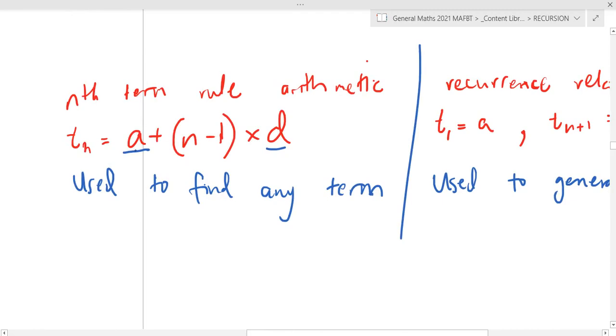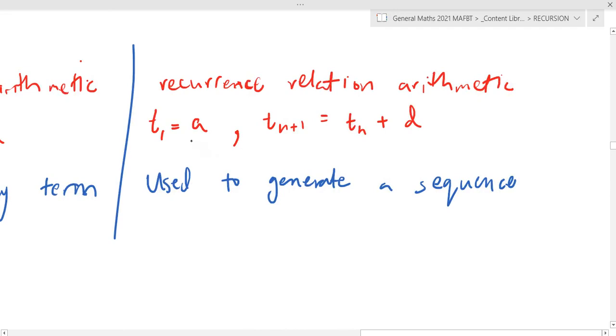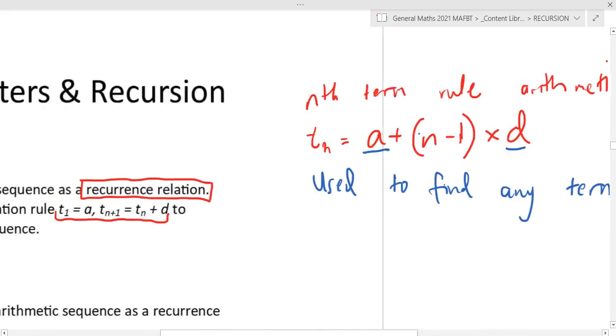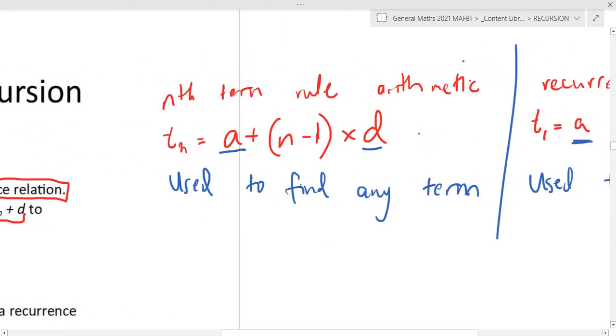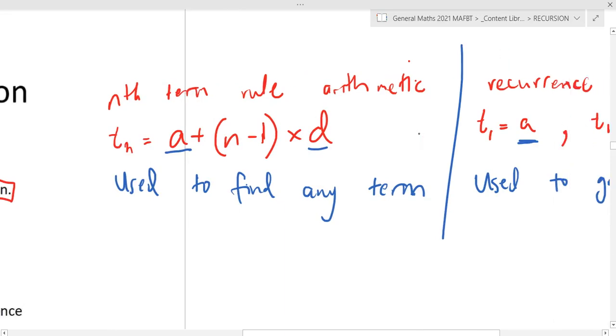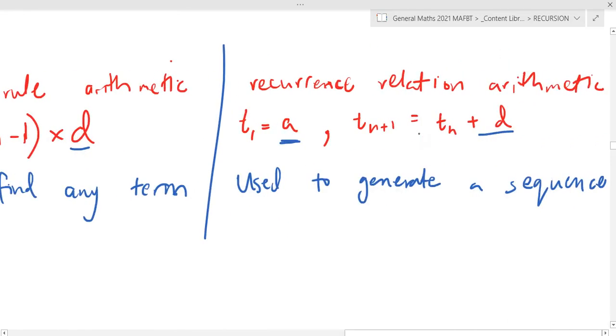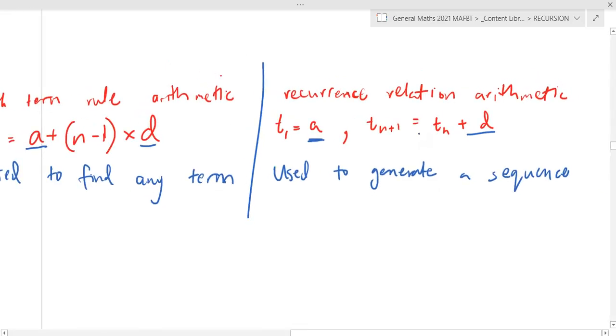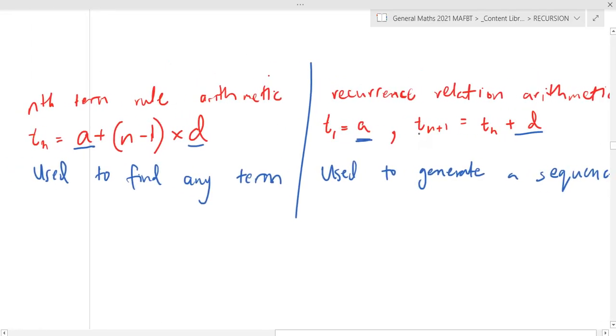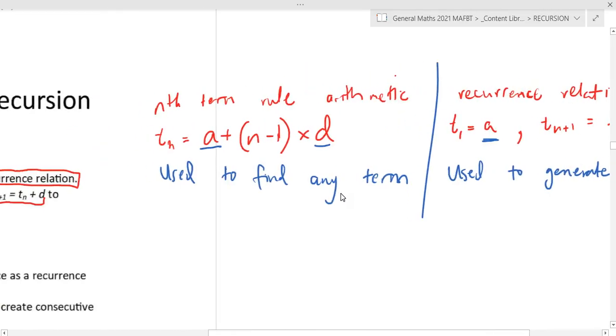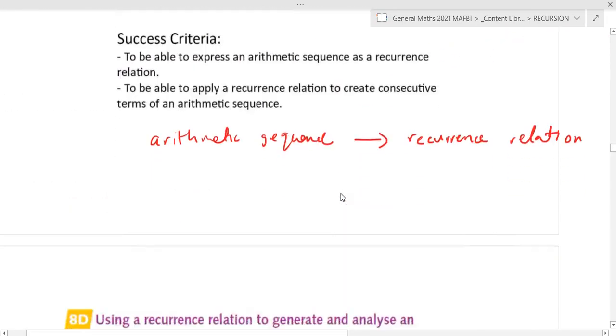Remember, the nth term has the first term and the common difference, but the recurrence relation also has it. They have the same information. It's just laid out in a different way. One is used for figuring out a really, really high number, and the other one is used for generating, for example, the first 5 numbers. That's when you use a recurrence relation. And that's what they look like for arithmetic sequences. For geometric, which is when you're multiplying, we'll come to that later on, it's a little bit different, but a similar principle. So that's what we learnt about last lesson.